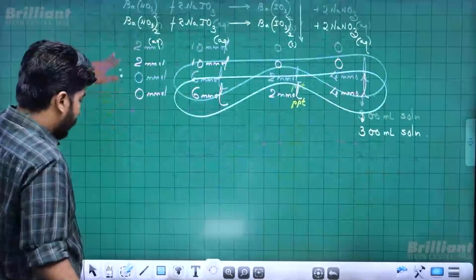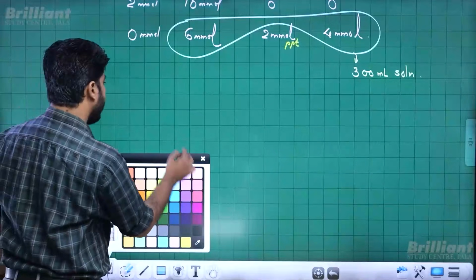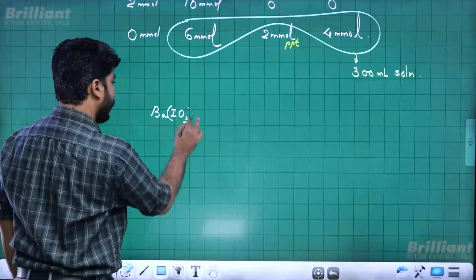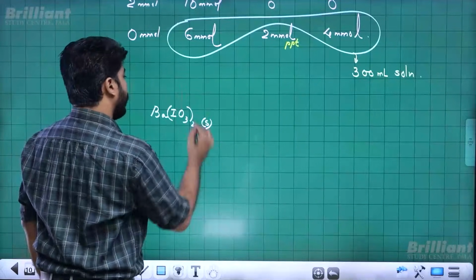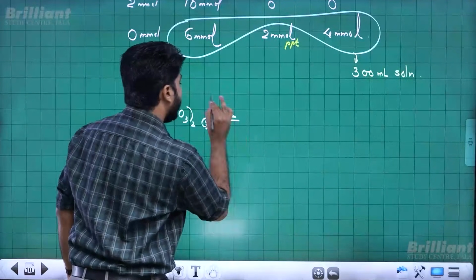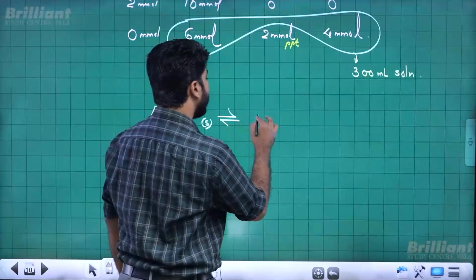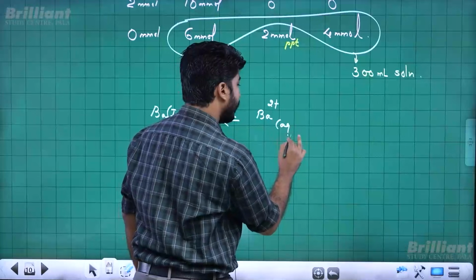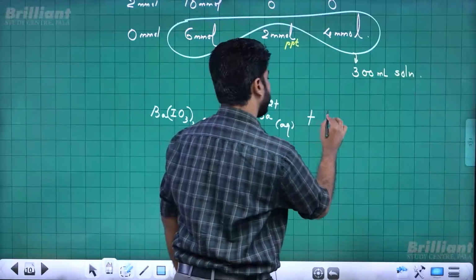So, let's go to the solubility equilibrium for Ba(IO3)2 solid. Let's imagine we are dissolving barium iodate into an aqueous solution that already carries some iodate ions.